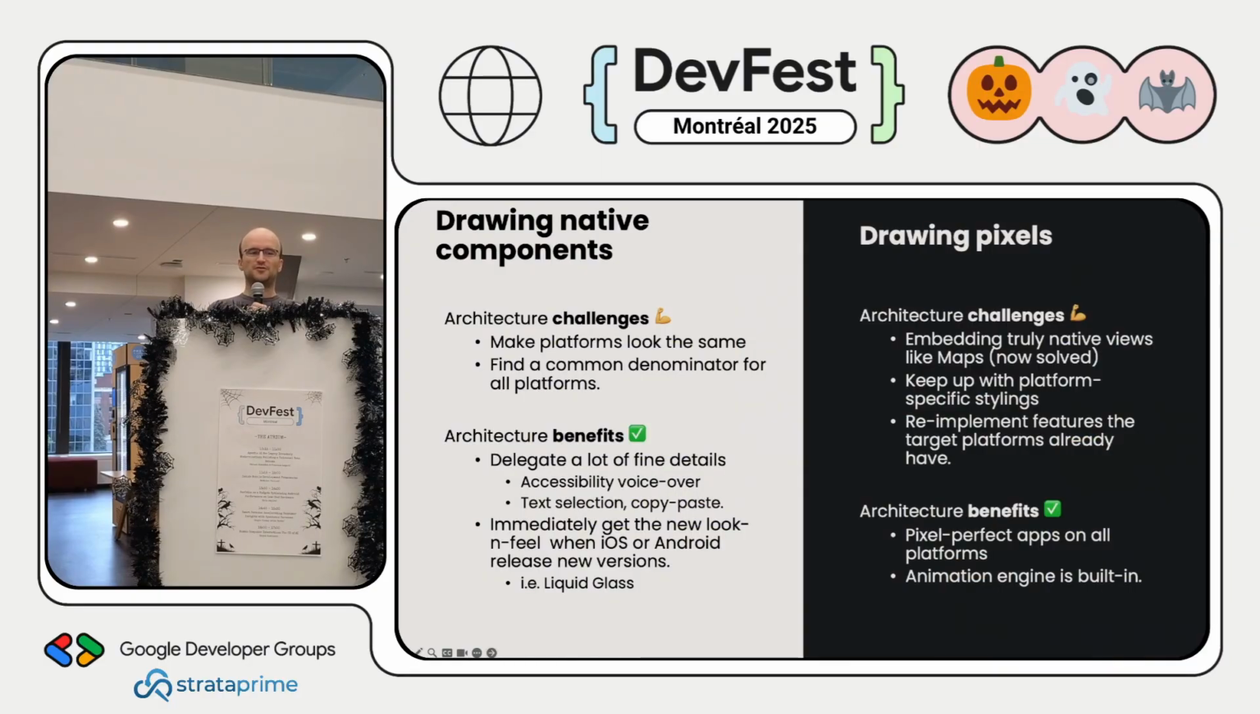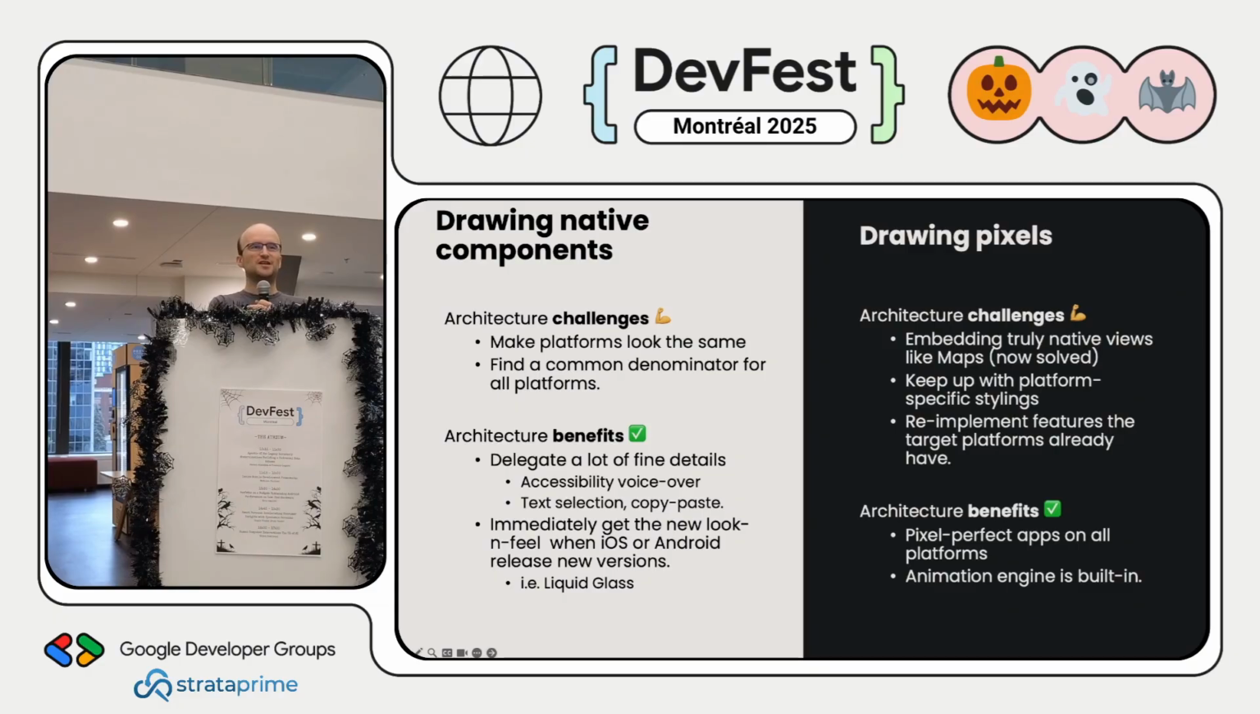There are challenges and benefits to each method. With drawing native components, it was more challenging to make platforms look the same, because on each platform you have some discrepancies in how the operating system renders them. But as I explained with the text box, you get the benefits of accessibility being all built in, text selection being all built in, and you also get all the OS updates right away.